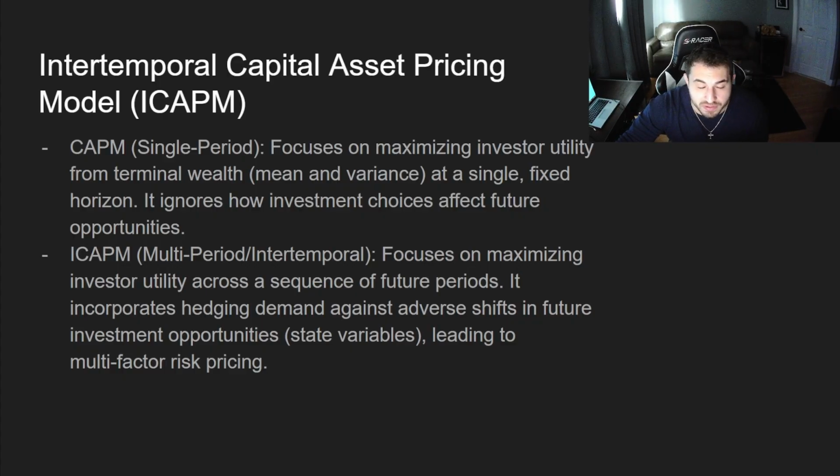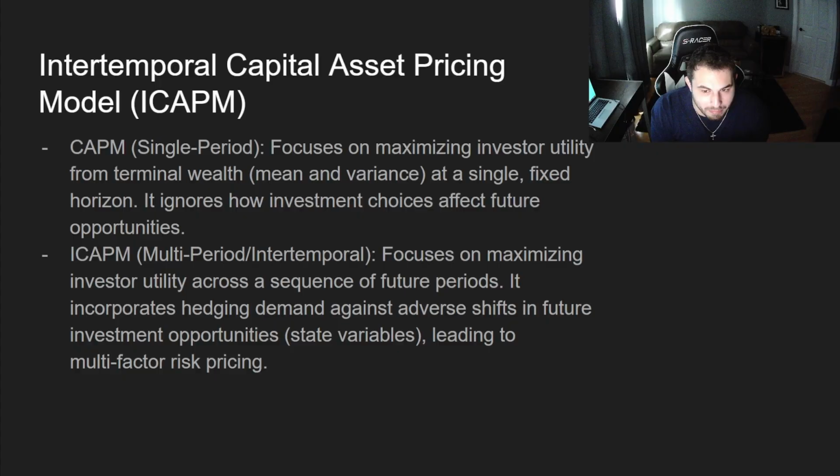Basically, the main difference between this model and the CAPM is that the CAPM is a single period model. It basically assumes that investors make their decisions to maximize utility derived from their terminal wealth, mean and the variance, at a fixed single horizon, treating the future investment opportunity set as certain or irrelevant, right?